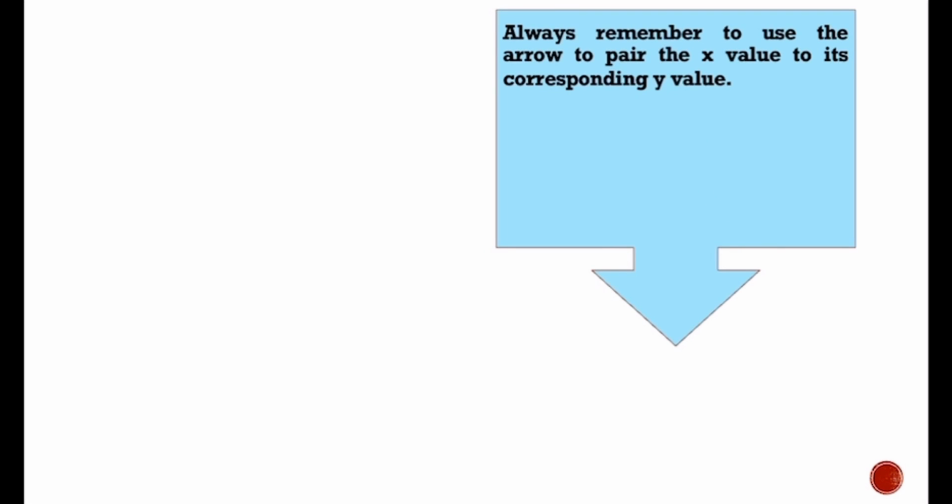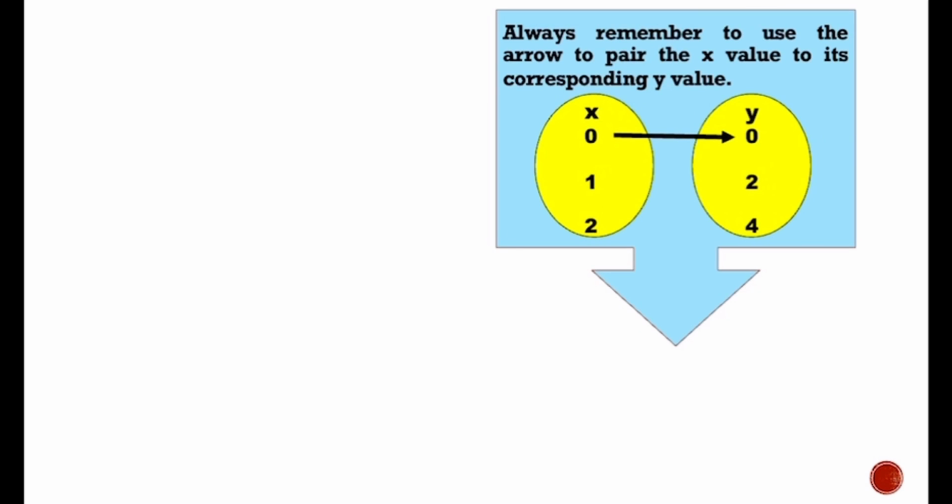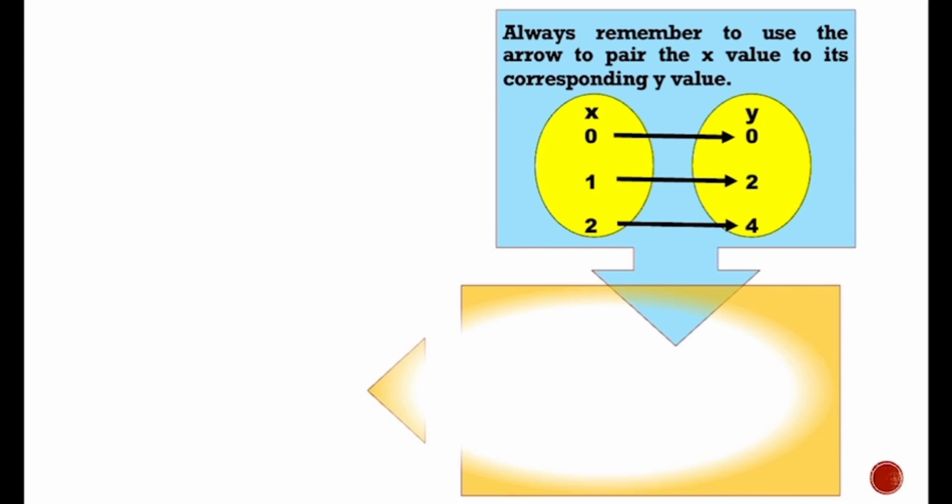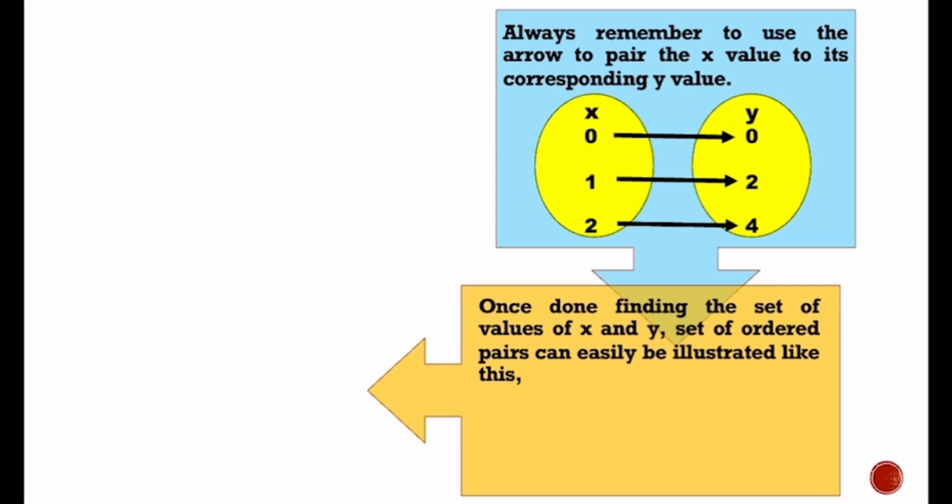If we're using the mapping diagram, always remember to use the arrow to pair the x value to its corresponding y value. For example, our values of x are 0, 1, and 2, while the values of y are 0, 2, and 4. If we connect the arrow from x to y, we have 0 and 0, 1 and 2, and 2 and 4.